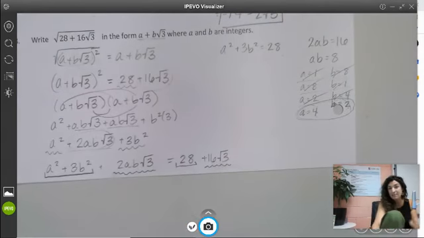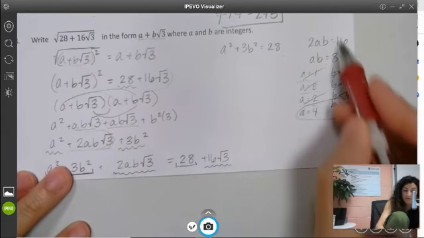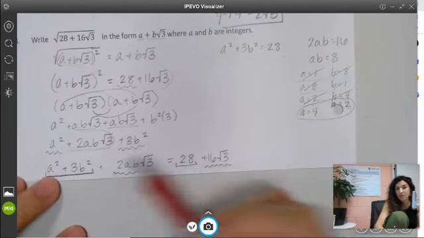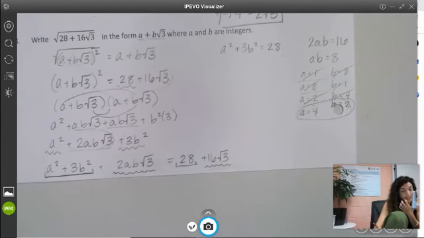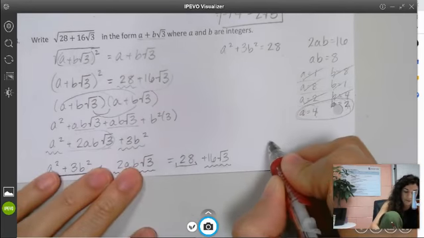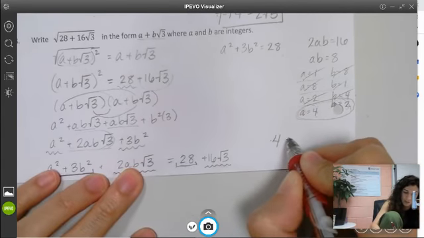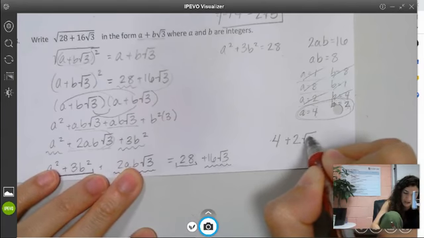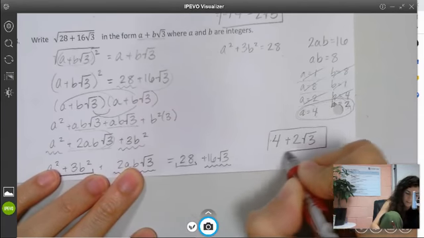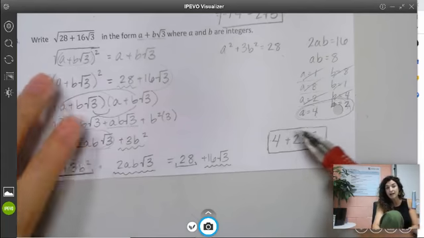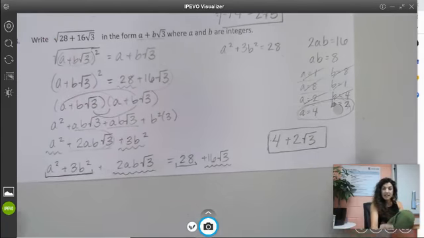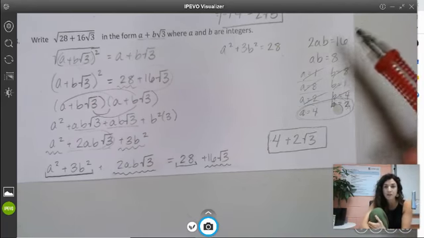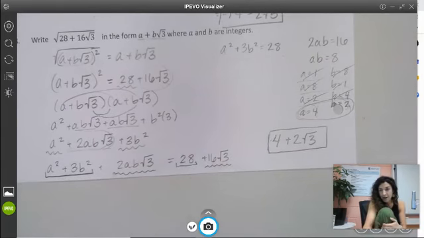A must be 4 and B must be 2 in order for it to fit both this equation and this equation to be able to match up accordingly. So that means that the square root of 28 plus 16 square root of 3 can be rewritten in the form where A is 4 plus 2 for B and then square root of 3. You could always double check it by squaring that guy and hoping that it gives you 28 plus 16 square root of 3. This is kind of a hint and an insight to some of the lessons that are coming up where we talk about something called equality of surds. And this is the idea of how to do it.